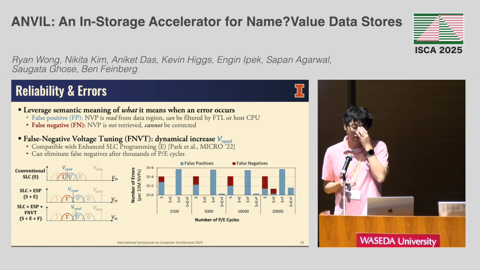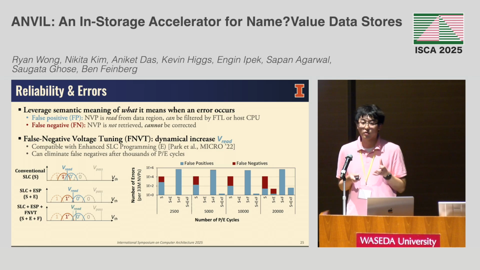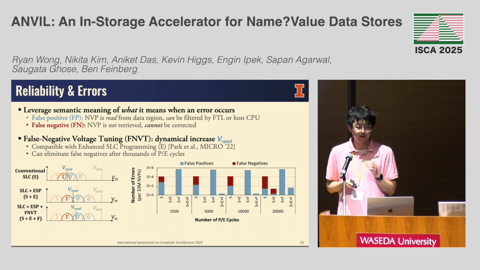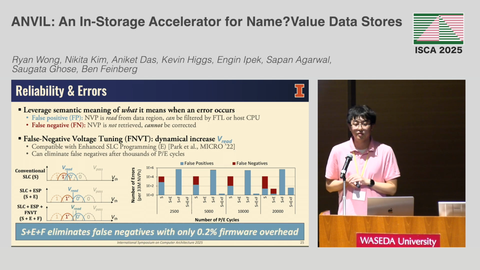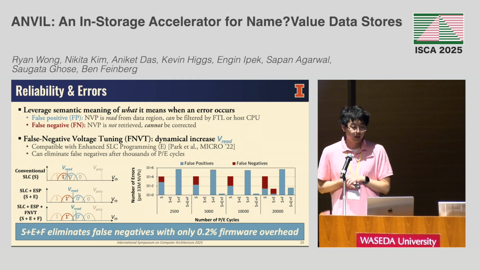Importantly, false positives, because they fetch data, can have that data corrected by post-processing, either in the FTL or the CPU. Therefore, we propose false negative voltage tuning, which biases our match results to false positives and therefore eliminates false negatives. Using false negative voltage tuning, we can eliminate false negatives completely with only a 0.2% firmware overhead.